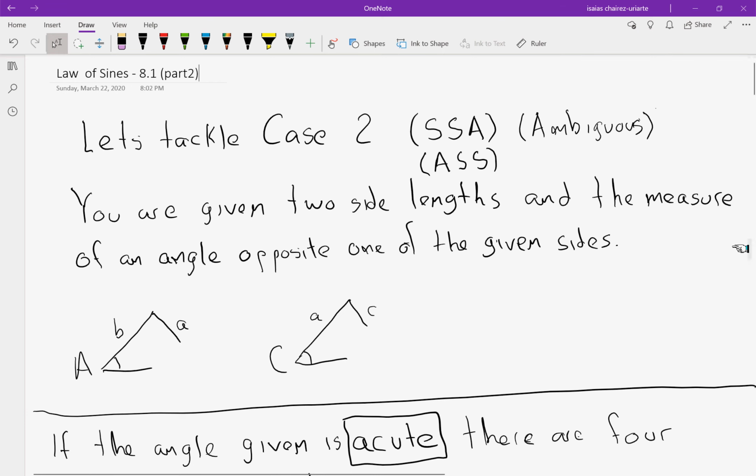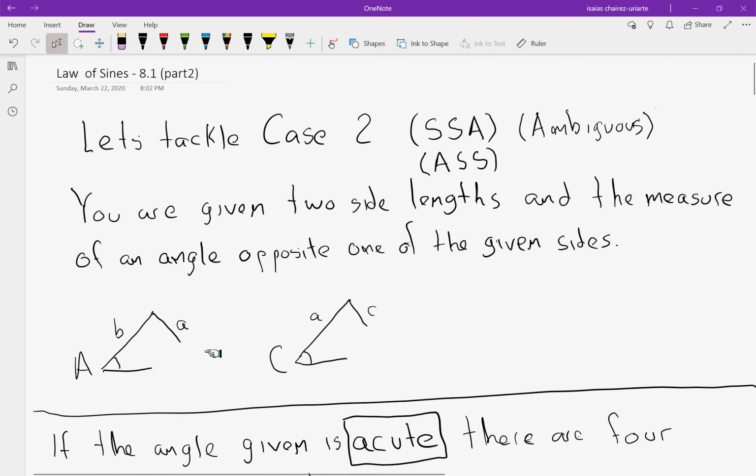Okay, this is the Law of Sines 8.1 part 2. Let's try to handle case 2, where you are given two sides and an angle. Remember, this is called the ambiguous case. What you are given is two side lengths and the measure of an angle opposite one of the sides.